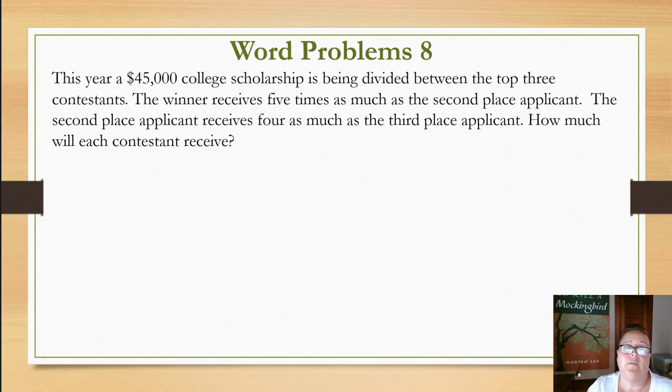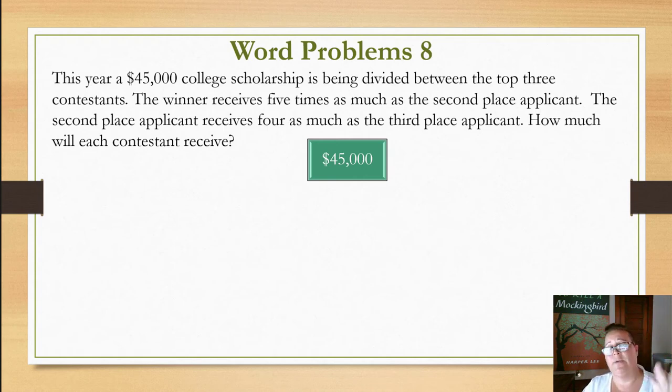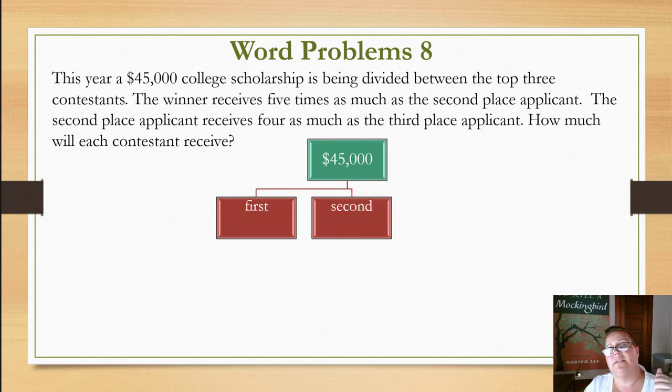Now, like all of our problems before, there is still a total here. The total is the $45,000 in scholarship. So that $45,000 in scholarship is split between 3 different place levels or award levels. There's the first place award level, the second place award level, and the third place award level. The third place award level is our smallest, and second place is based on how much third place got, and first place is based on how much second place got.